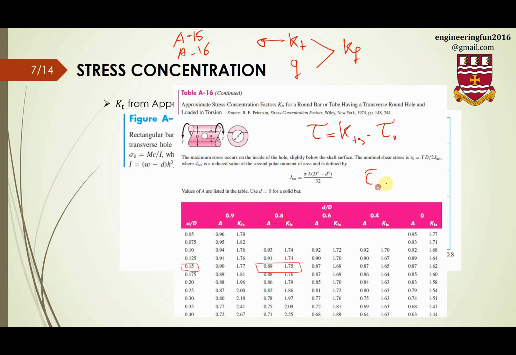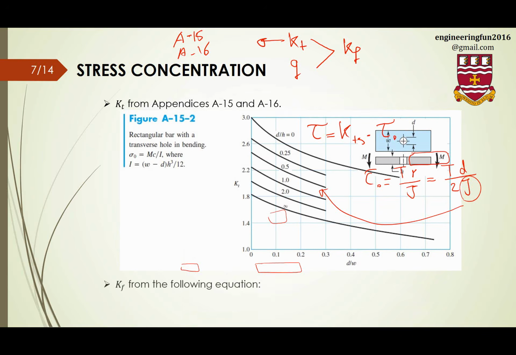So tau naught here, as we discussed, is T R over J. We talked about that before these slides, and R is radius, so it's half of the diameter. So I can say T D over 2J, and this is exactly the equation that is shown in the table. It's not that difficult, and this J can be found from this equation. It's just reading a table. I don't want to spend that much time on these ones. You can figure out all the equations, they are given in the appendix.